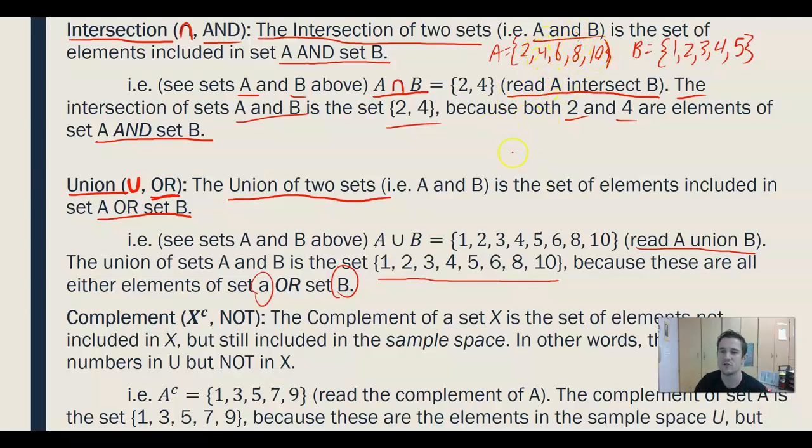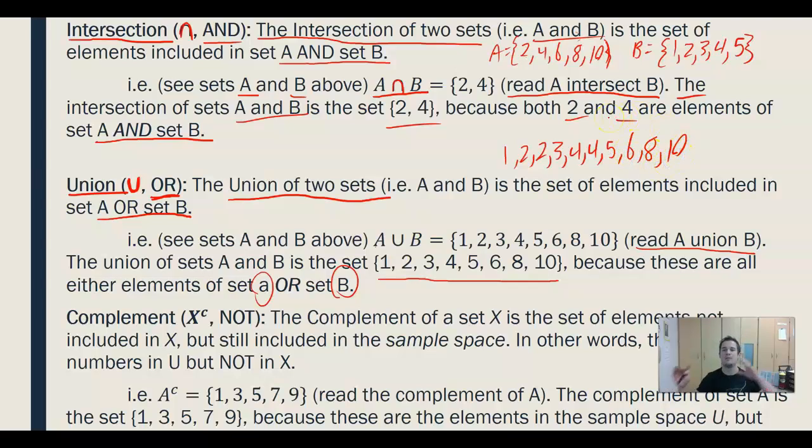Notice if I was going to list all the elements in A or B in a row, I'd list 1, 2 and 2, 3, 4 and 4, 5, 6, 8, and 10.